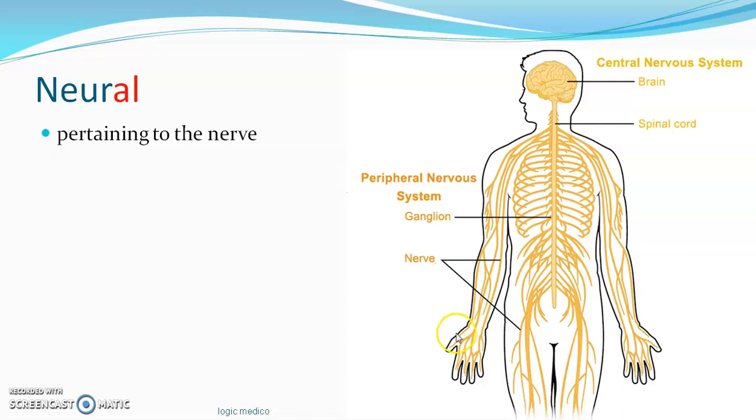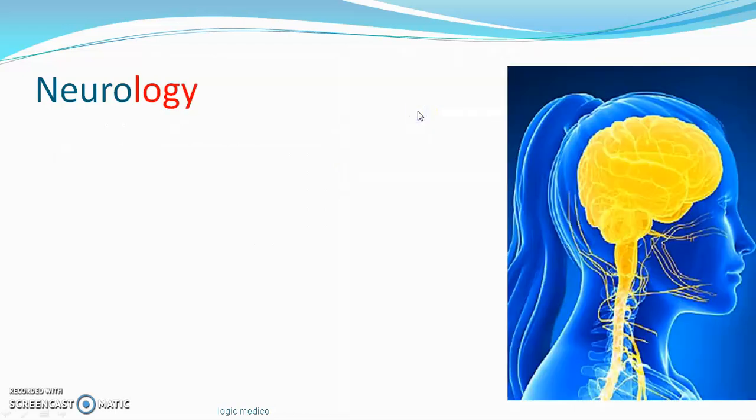Sensory information going from the periphery towards the CNS is called an afferent impulse. Afferent, A-F-F-E-R-E-N-T, means towards the CNS. Efferent means away from the CNS. They are called neural impulses. It's pertaining to the nerve.